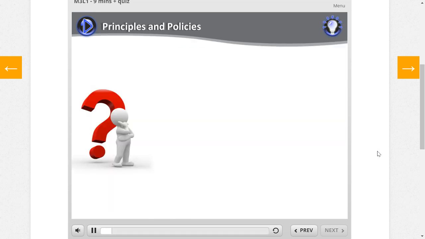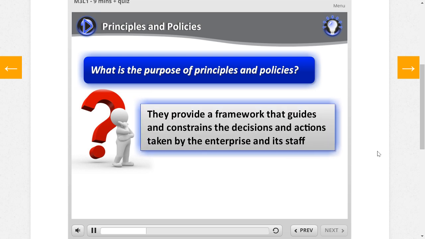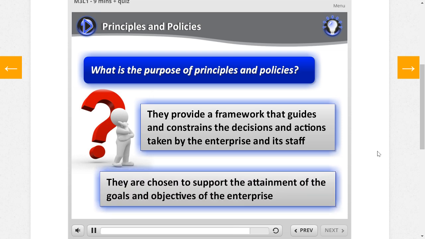A good starting point is to ask, what is the purpose of principles and policies? Simply stated, they are means by which the governors and managers communicate their wishes and instructions. They provide a framework that guides and constrains the decisions and actions taken by the enterprise and its staff. They are, in a sense, the rules that managers and staff must follow. These rules are chosen to support the attainment of the enterprise's goals and objectives.